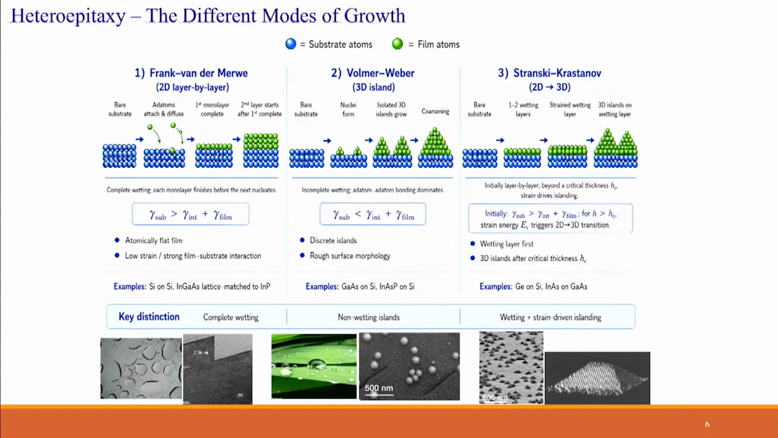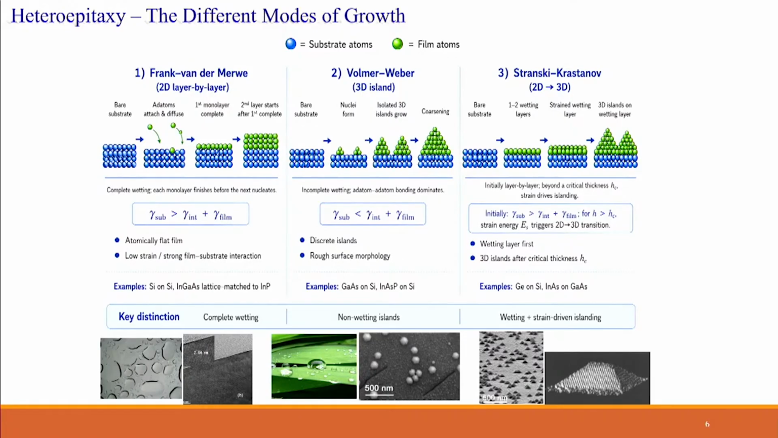If this new surface energy configuration is larger, generally the film tries to minimize this interface area between the substrate and the epilayer. It does that by forming these islands, just like water tries to form droplets on some other surfaces.